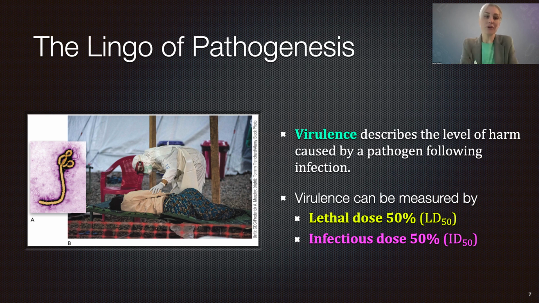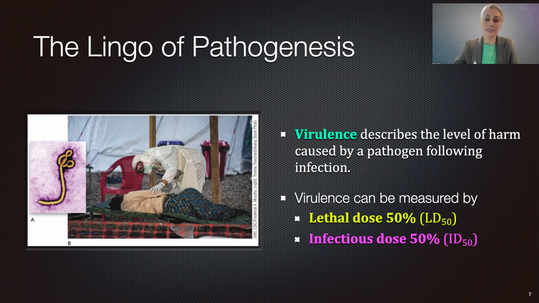Okay, when we look at virulence, we have a couple different ways to measure it. We have the lethal dose, LD50, and that shows us that 50% of the population has succumbed to the disease. It's lethal. Infectious dose, ID50, is when 50% of the population is infected. This is how we measure part of the virulence.